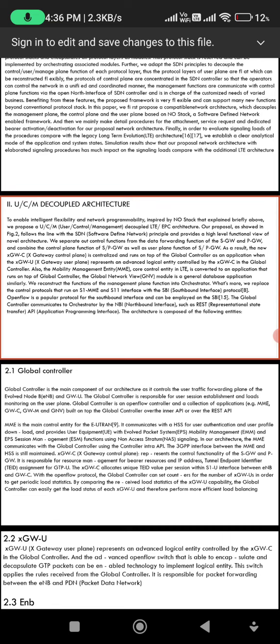Similarly, we reconstruct the functions of the management plane into the architecture. What's more, we replace the control protocols that run on the S1-MME and S11 interfaces with the SBA protocol. OpenFlow is a popular protocol for the southbound interface and can be employed on the SBA. The global controller communicates to the architecture by the NBI. The architecture is composed of the following entities.